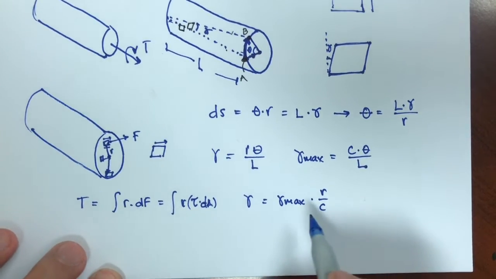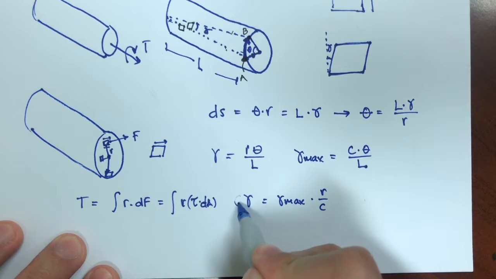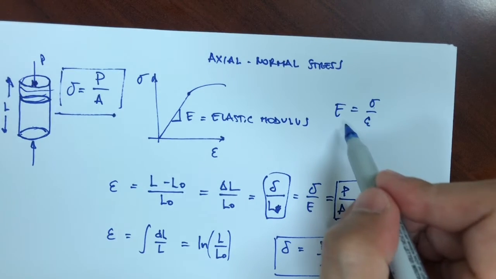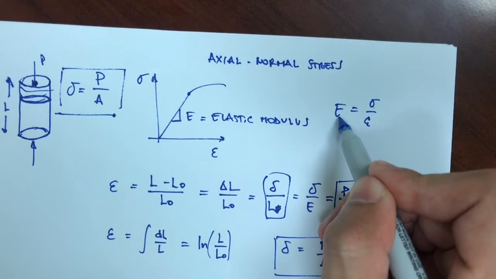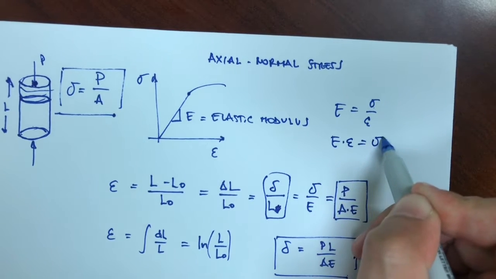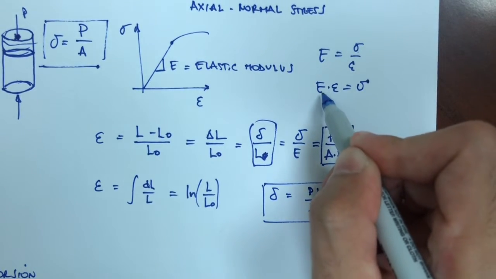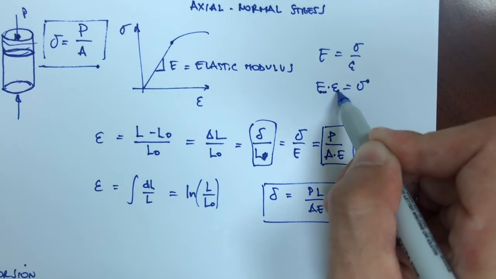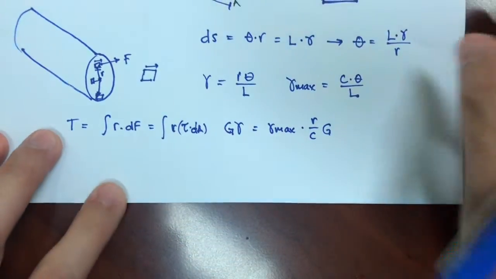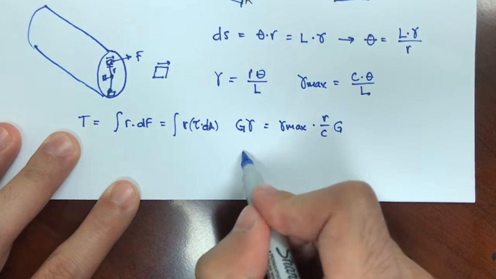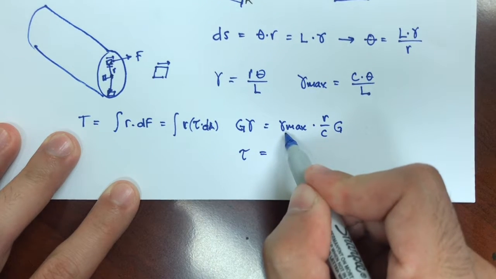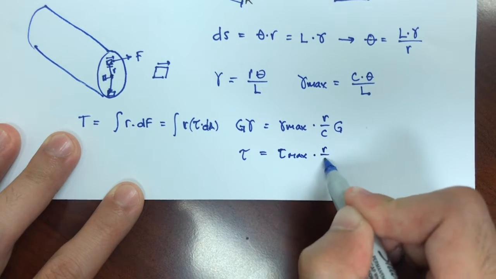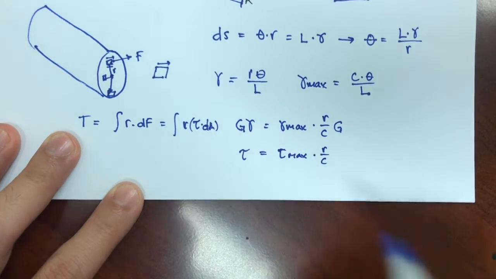Now from this relationship, I can say the same thing about tau. If I multiply this by my shearing modulus, just like if I multiply E times epsilon, I get the stress. I can do the same thing, but not with the elastic modulus, but with the shearing modulus to get not the normal stress, but the shearing stress. And again, my strain would not be the linear one, but my strain gamma. So G times gamma would be tau. G times gamma max would be tau max. And I would still be multiplying by a fraction of R over C, where C is the maximum radius. And again, this is just a linear relationship.